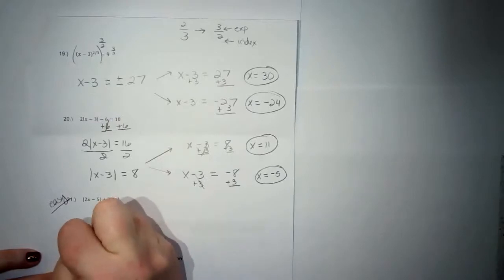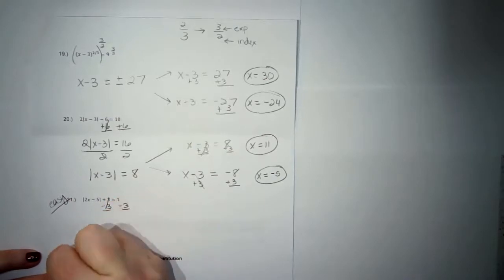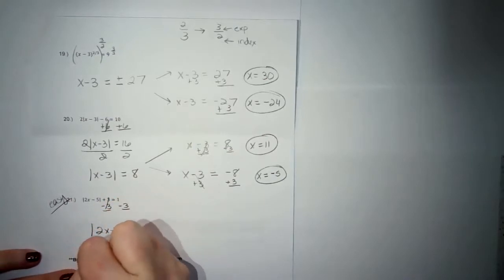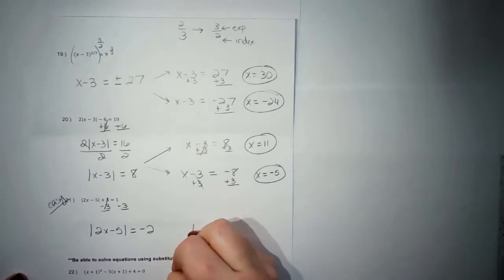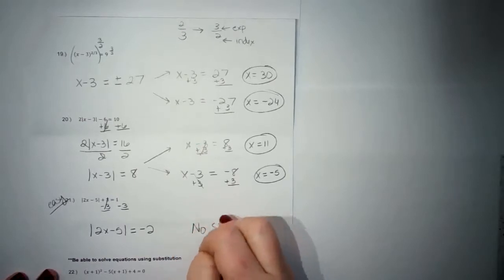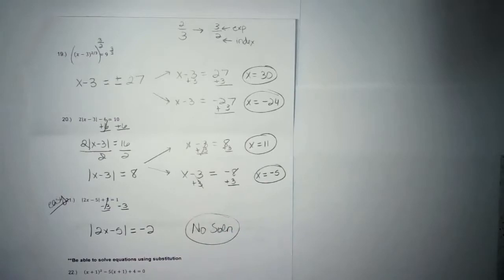Well, let's start to isolate him. Okay. If I start to isolate him before I split him up, look what I end up with. Can the absolute value of anything be a negative? No. So what's the answer to number 21? No solution. So it's meant to be an easy one. As soon as you realize that the bars equal the negative, you can stop. Okay? Is everybody okay with that? And you're done with that one.